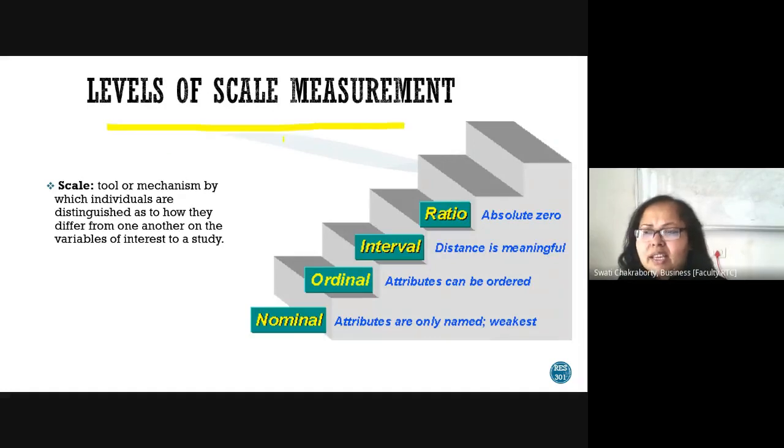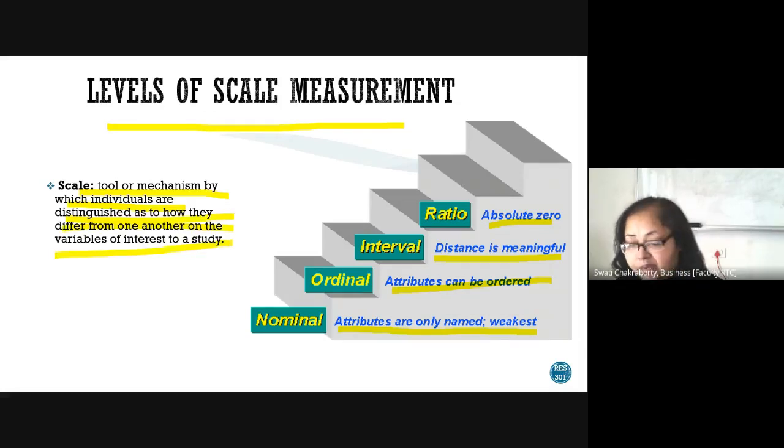So the levels of scale measurement: we have nominal, where attributes are only named; ordinal, where it can be ordered; interval, where the distance is meaningful; and ratio, with an absolute zero. So when we talk of a scale, what is it? It's a tool or mechanism by which individuals are distinguished as to how they differ from one another on the variables of interest of the study.